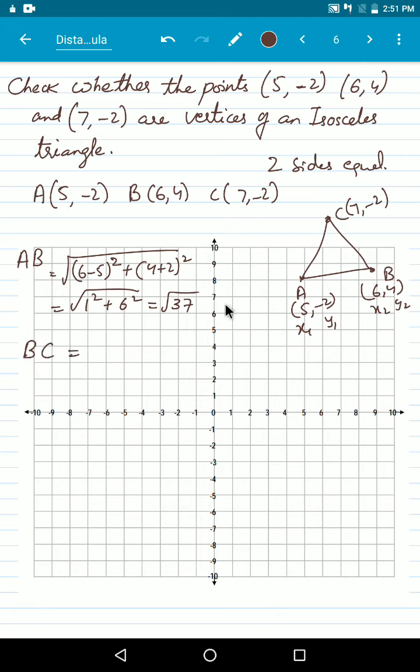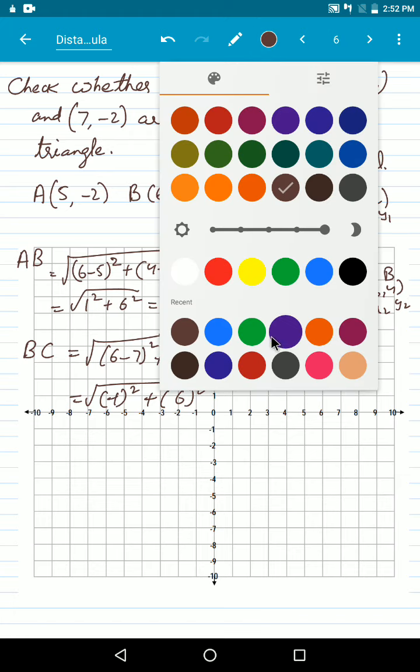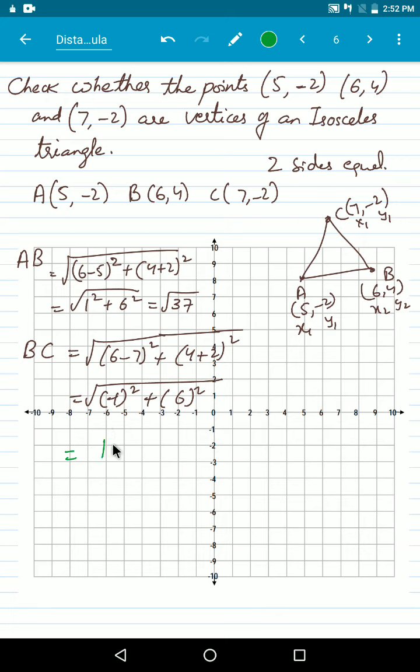Let us find BC. Now let us take this as x1, y1. 6 minus 7, x2 minus x1 whole square, plus y2 minus y1 whole square. So minus of minus 2 will become plus 2 whole square. I hope you are able to follow this. 6 minus 7 is minus 1, so it is minus 1 whole square and this is 6 square. 6 plus 2 whole square. Okay, let me just change the color. So this is 1, minus 1 whole square is 1, plus 6 square is 36, right? So root 37 will be the answer again.